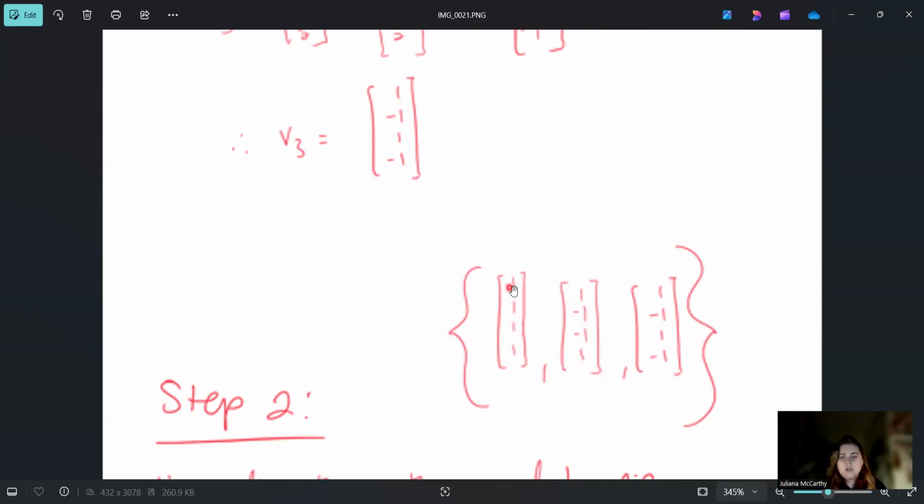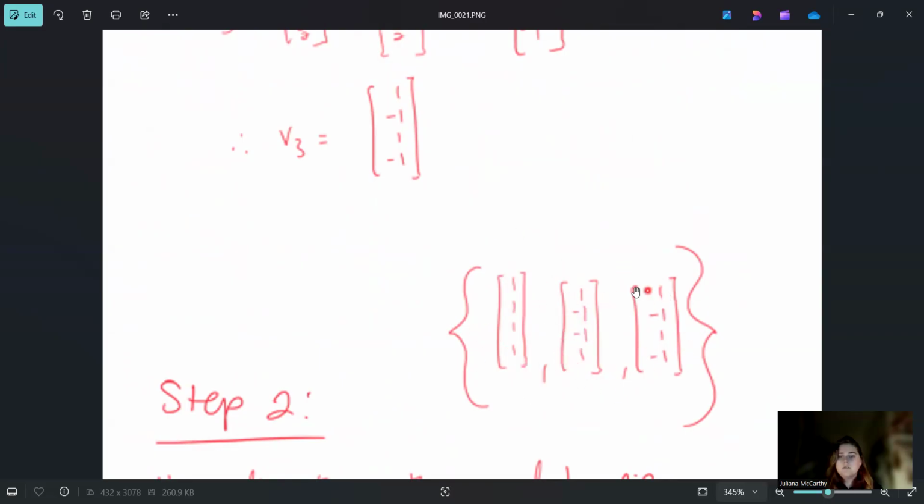So just to check, 1 times 1 plus 1 times negative 1, that's 1 minus 1, so that's 0, plus 1 times negative 1 is 0 minus 1, so that's negative 1, plus 1 times 1. So that's negative 1 plus 1, which is 0.